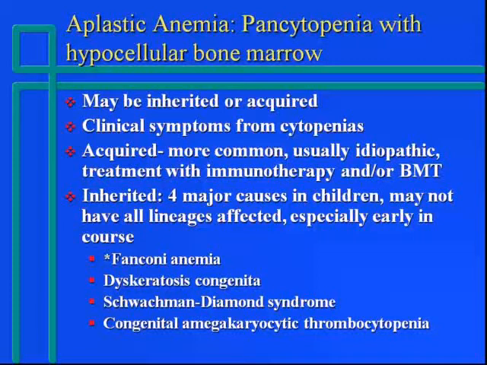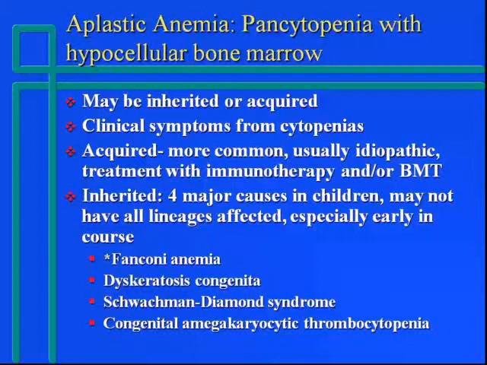The clinical symptoms come about from the cytopenias, so from anemia, from thrombocytopenia, from a low white blood cell count. In the acquired form, which is the more common form in children, it's often idiopathic, where we really cannot identify a cause, and we presume this to be driven by an autoimmune process, such that the treatment is often with immunotherapy, including antithymocyte globulin, corticosteroids, and cyclosporin A, and/or bone marrow transplant can be curative for this condition.